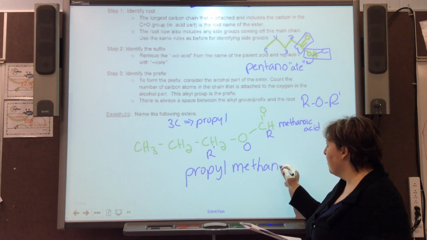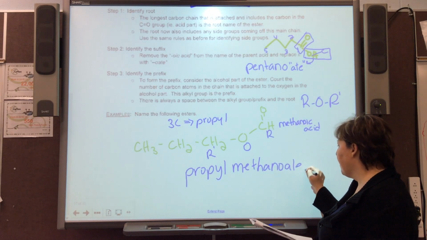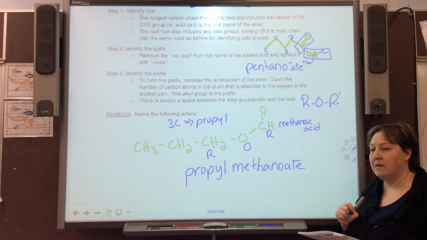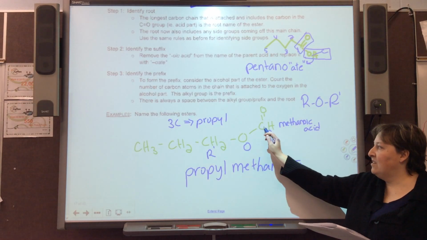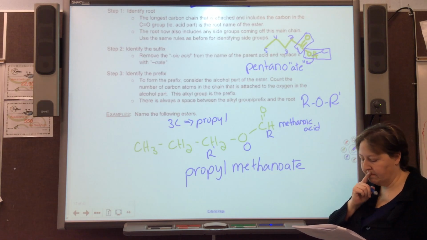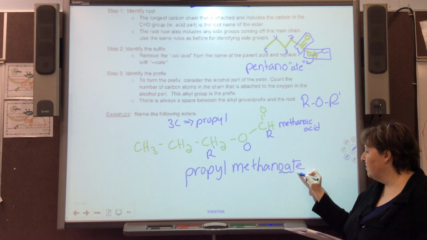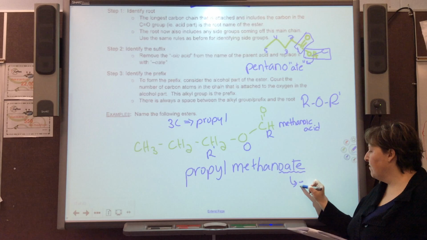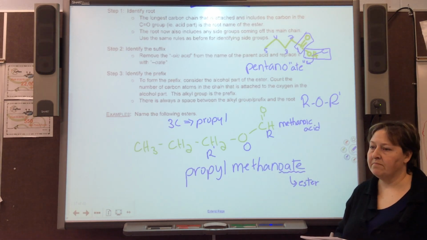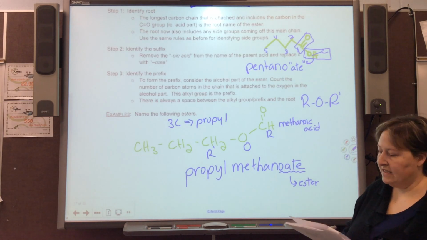So we don't need any numbers with that? Not in this particular one. There's no side chains in this one, right? And the 1 always starts with this carbon. And this here is your key that you're dealing with an ester: OATE. Let's look at another one.